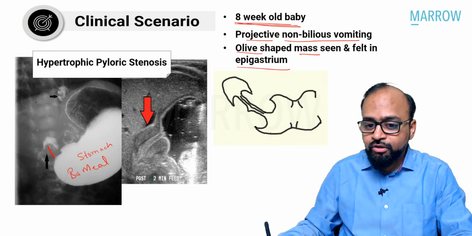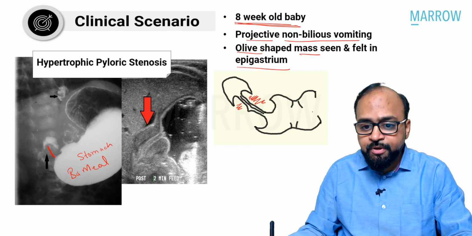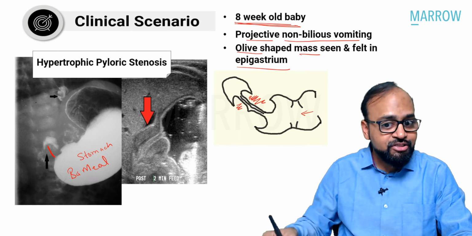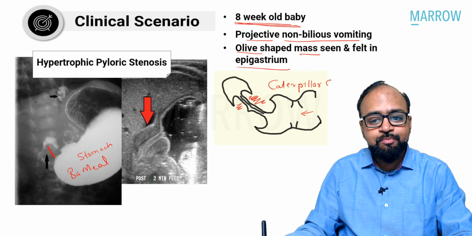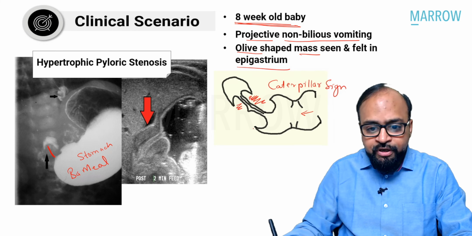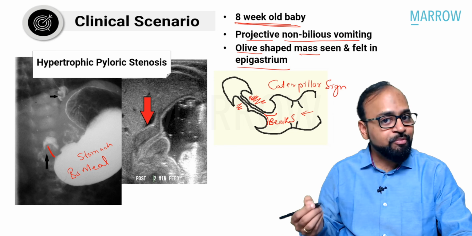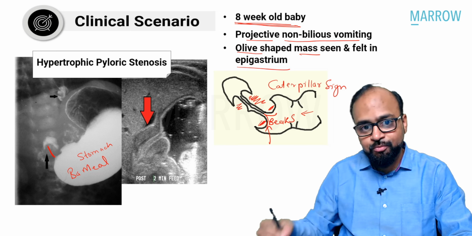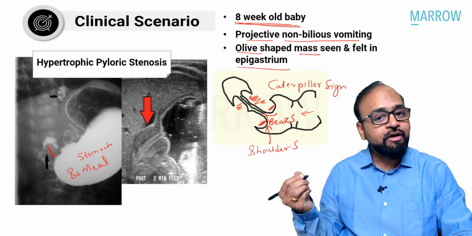Various signs have been described. What are those? Now see, this is the hypertrophic pyloric muscle, right? Because it is creating an obstruction, the stomach is trying to push the contents distally. So the stomach is hypercontracting. This hypercontractile stomach looks like a caterpillar. So this is what is called the caterpillar sign. The opening of the pylorus here looks like a beak. So this is called the beak sign of hypertrophic pyloric stenosis. The hypertrophied muscle creates a shoulder-like impression on the distal body of the stomach, right? So this is what is called the shoulder sign of hypertrophic pyloric stenosis.